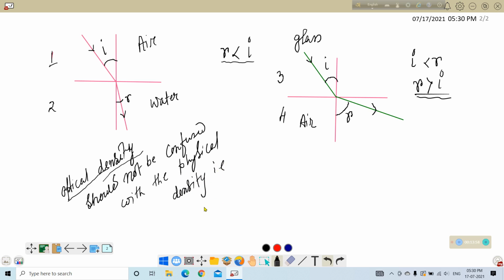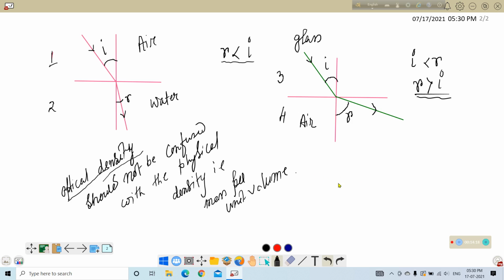That is mass per unit volume. Mass per unit volume determines the physical density. But optical density is a totally different thing. It determines the optical nature of the medium.